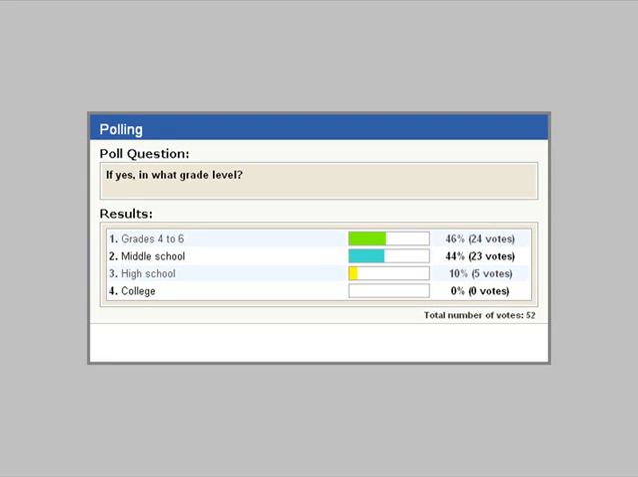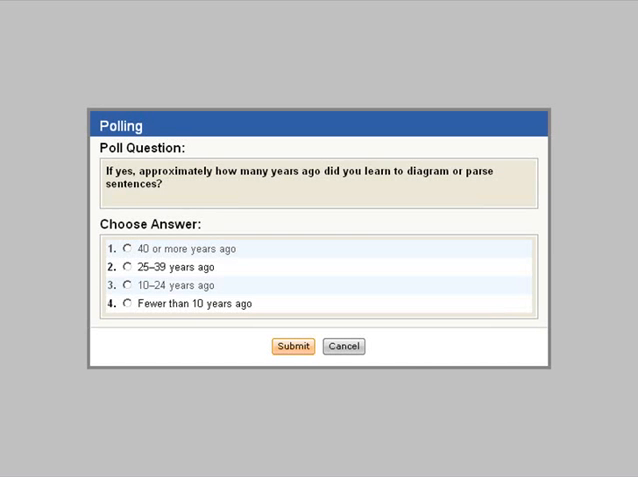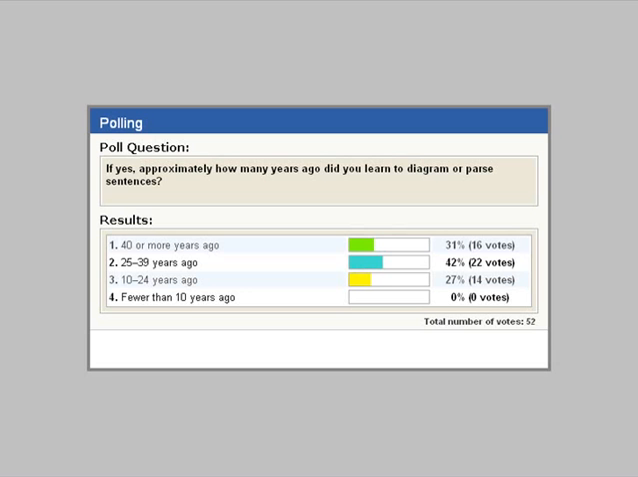Hmm. And for the third question, how many years ago did you learn diagramming? We want to know only because it seems like schools are not teaching it very much anymore, and a colleague of mine has a theory that people under age 50 did not learn it. Let's see. Interesting. So 31%, 40 or more years ago, 42% 25 to 39 years ago, and 27% 10 to 24 years ago, and nobody learned fewer than 10 years ago. Lastly, on this poll, did you love diagramming or did you hate it?